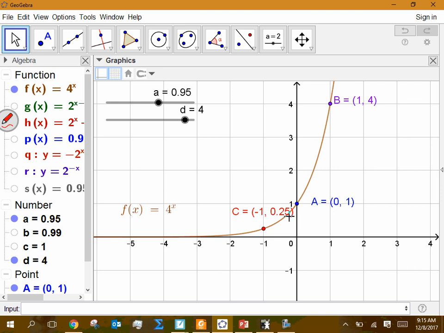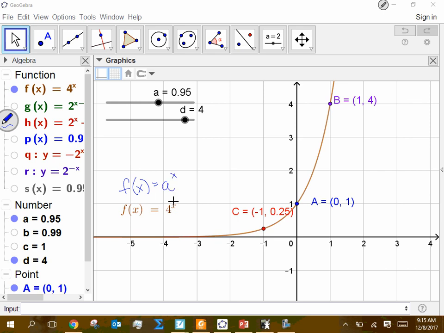We talked yesterday towards the end of class that every single exponential, if it's written in the form f of x equals a to the x, where a can be anything bigger than 0 but not 1, will always have the ordered pair 1 comma a.